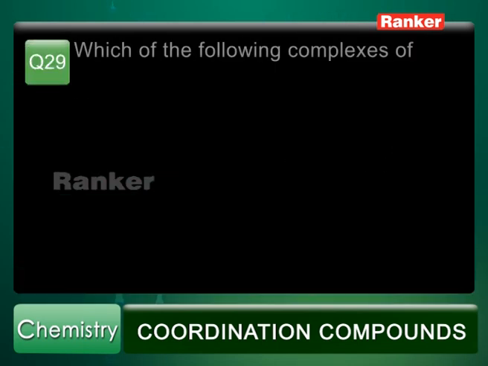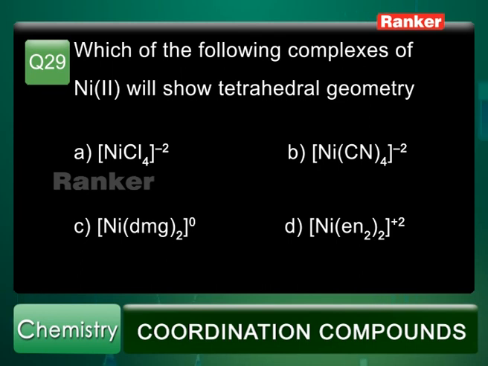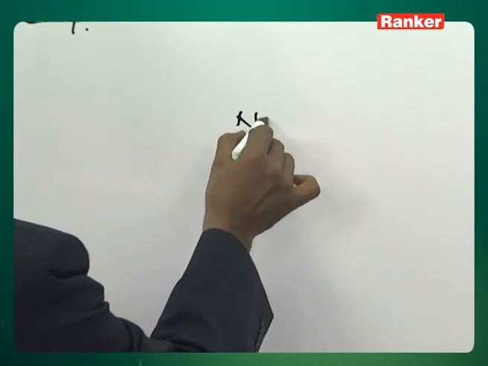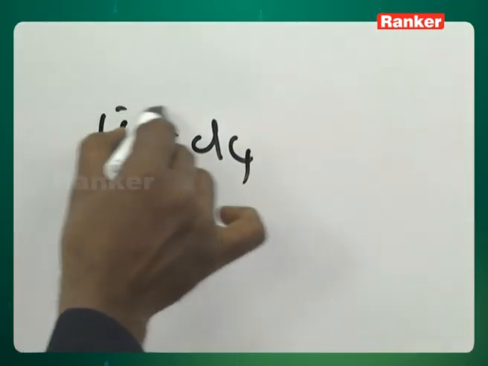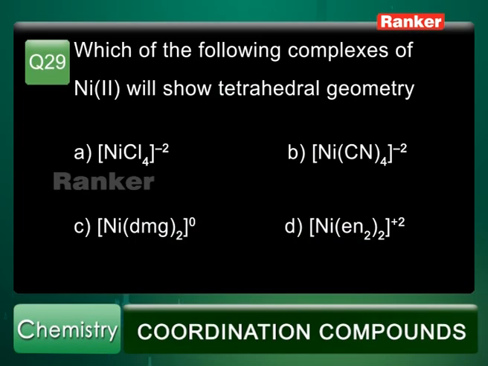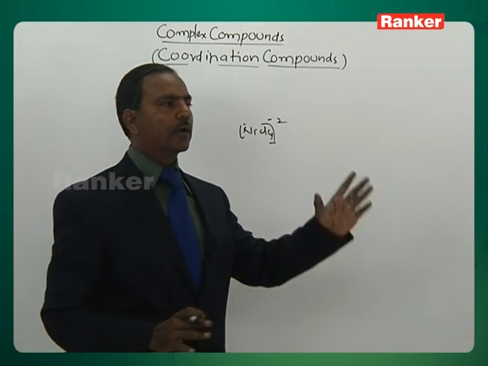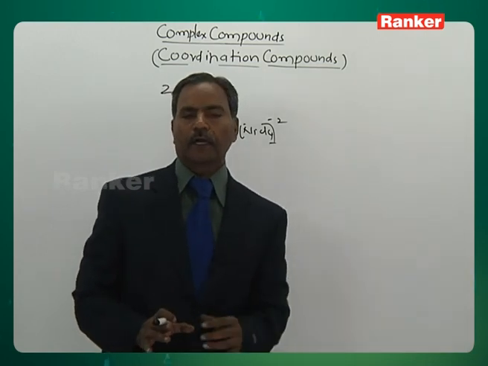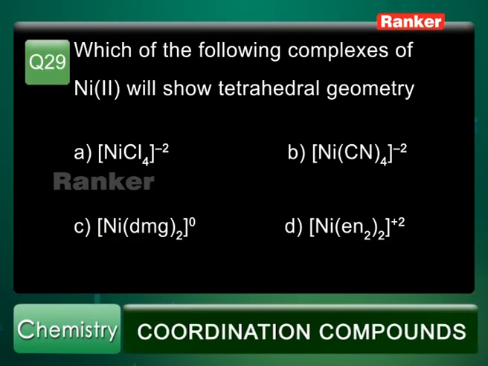Question number 29. Which of the following complexes of nickel 2 will show tetrahedral geometry? Among the given options, we have to see in which the geometry is tetrahedral. Option A is nickel tetrachloride 2-. In this complex, Cl is weak field and the coordination number is 4, with no pairing of electrons, so definitely it is tetrahedral geometry.